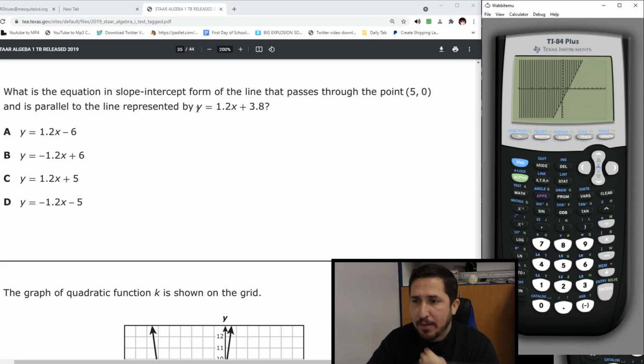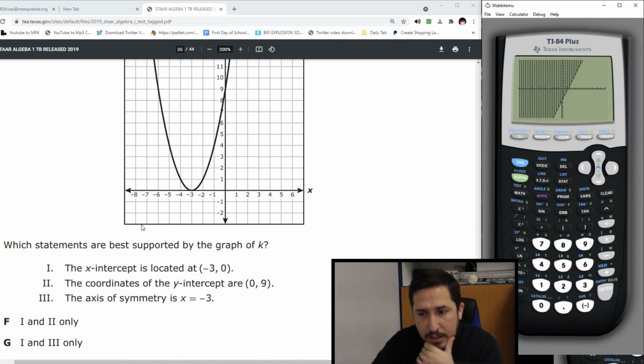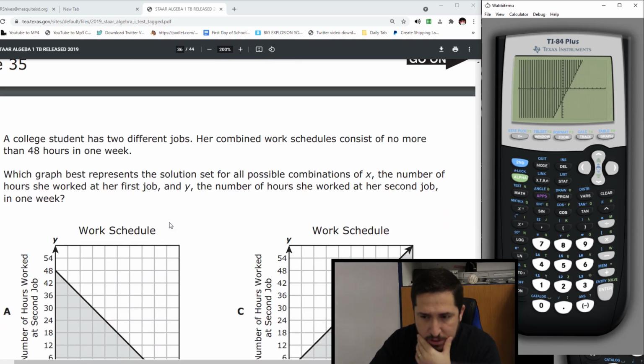This guy, pass through the point and parallel, type him in, see if he has this point in the table. If he does, then see if it looks parallel to him. If he does, that's the answer. This one's easy. Good luck if you know these questions.